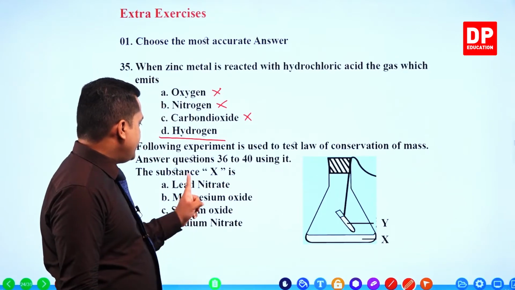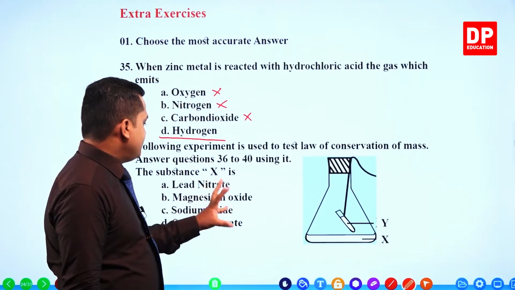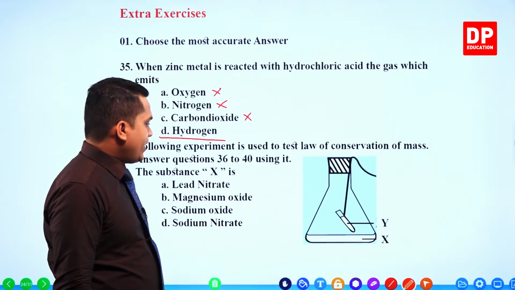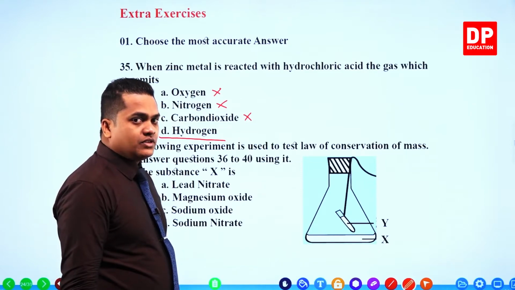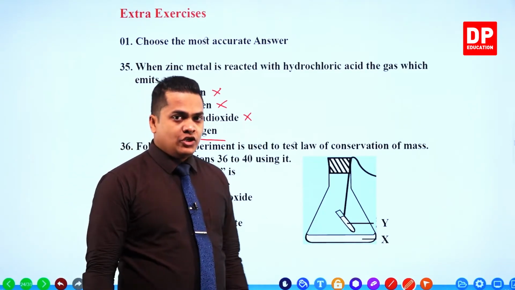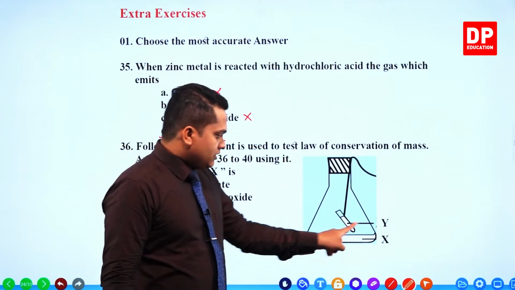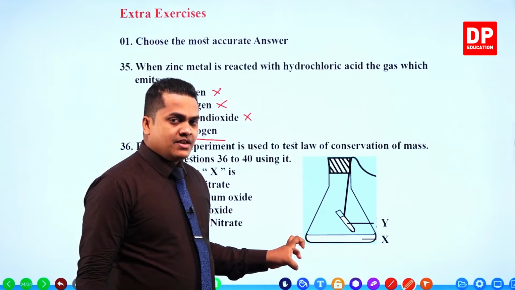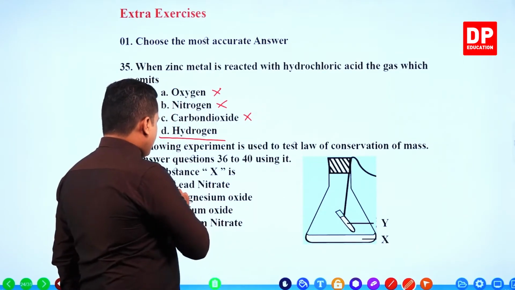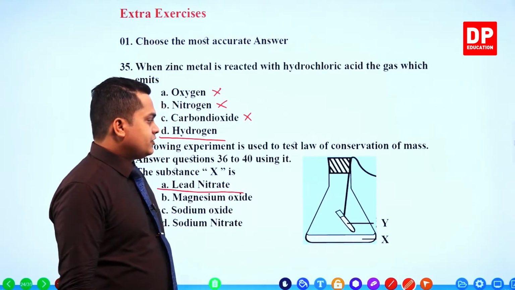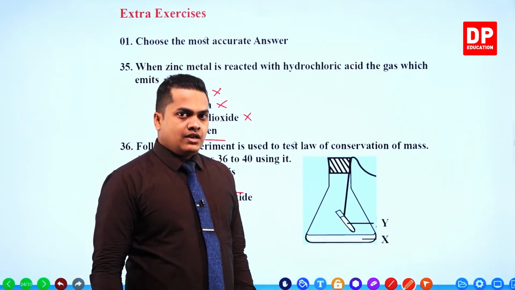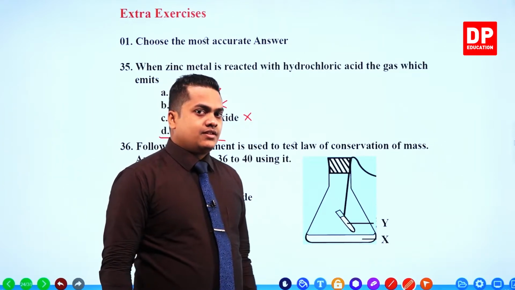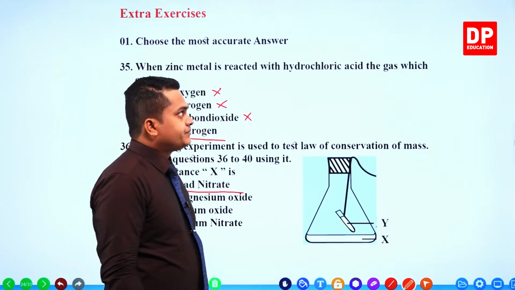Let's see. Lead nitrate, magnesium oxide, sodium oxide, sodium nitrate. The correct answer is the X chemical, the first of the two chemicals that we use here. The X chemical is lead nitrate, my dear children. Lead nitrate solution is the one that we use here. The X solution is lead nitrate, right?